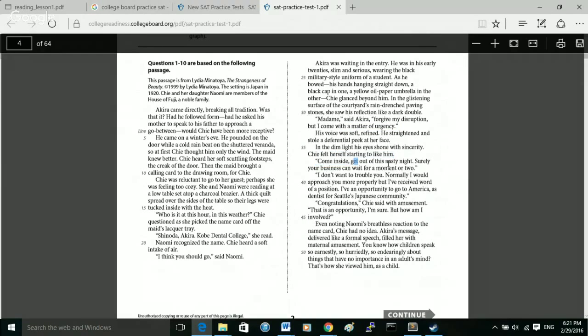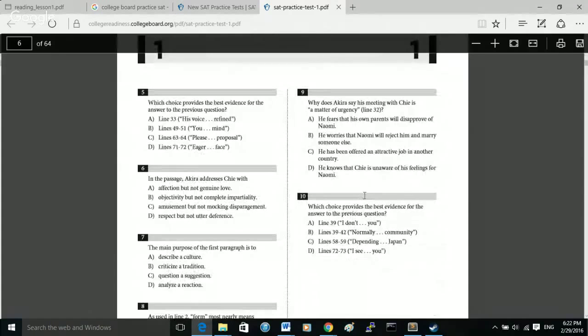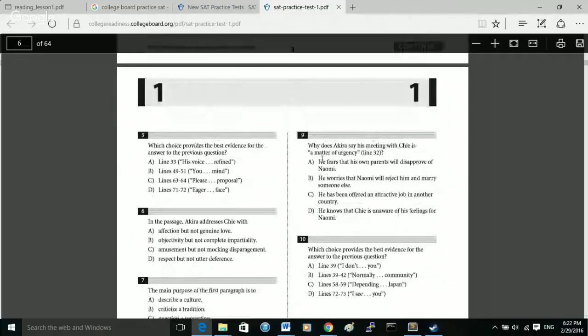Come inside. Get out of this nasty night. Surely your business can wait for a moment or two. I don't want to trouble you. Normally I would approach you more properly, but I've received word of a position. I have an opportunity to go to America as a dentist for Seattle's Japanese community. So here we actually found why the meeting with Chi is a matter of urgency. It's actually because he had a job offer.